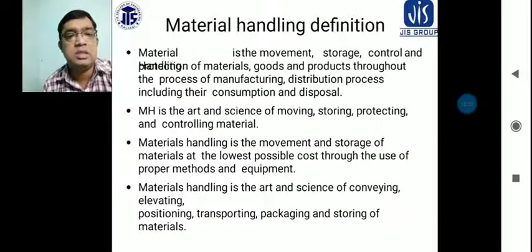And another thing you can see, materials handling is the art and science of conveying, evaluating, positioning, transporting, packaging, and storage of materials. Basically, this is considered another definition. This is the conveying of materials, and sometimes you have to record the elevating, and sometimes the positioning: which positions you have to store your materials, which positions you have to use your materials, and this is considered according to the definition of materials handling.